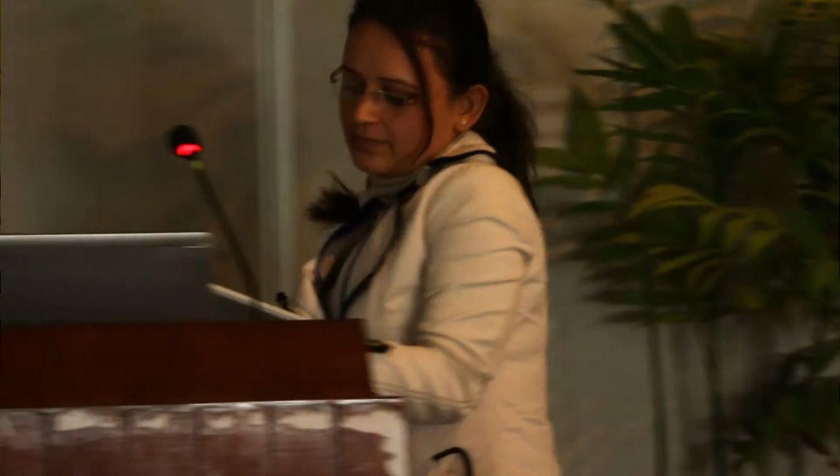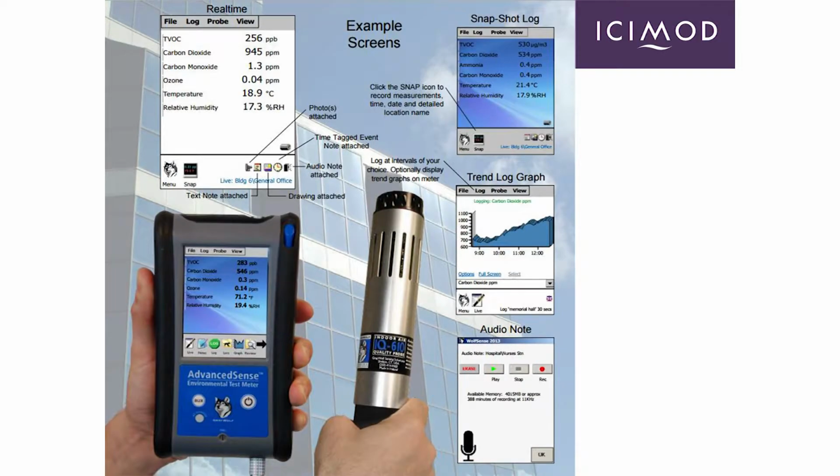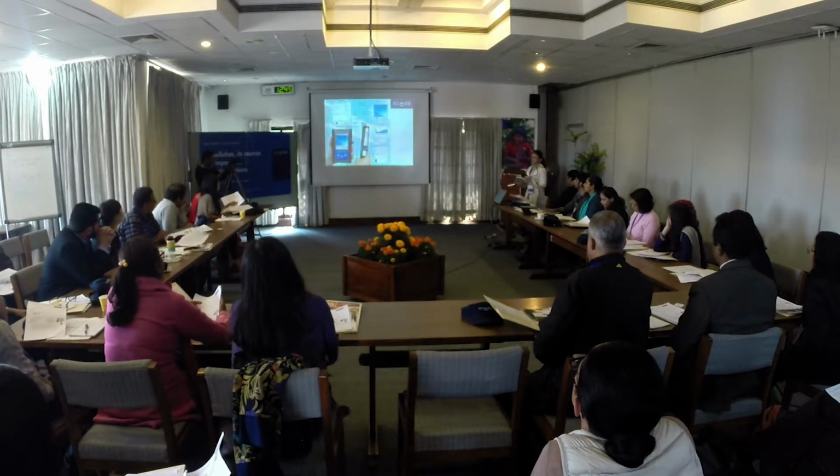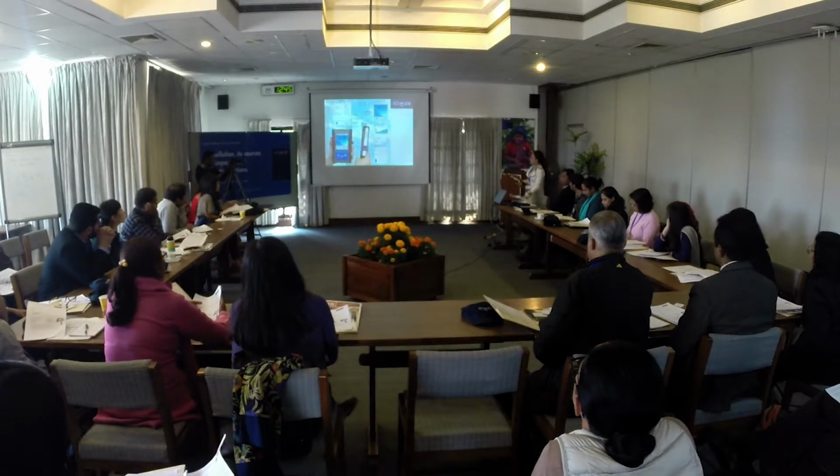And this is how the user interface looks. It gives the real-time data for VOC, CO2, and CO. As you can see, it gives the real-time data, and data can be logged using three methods. One is trend log graph. For a particular duration, we can take the data of the entire duration.